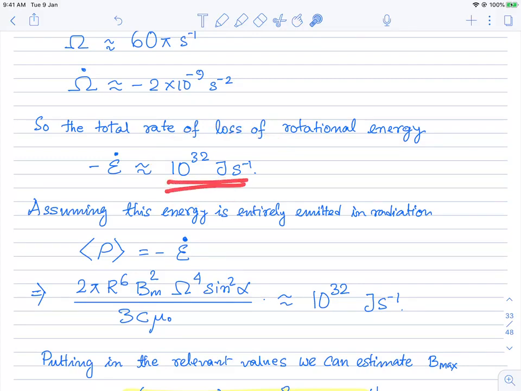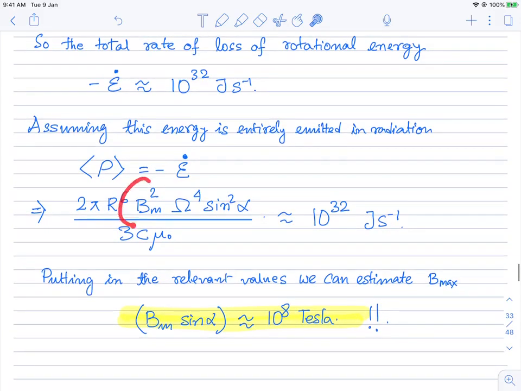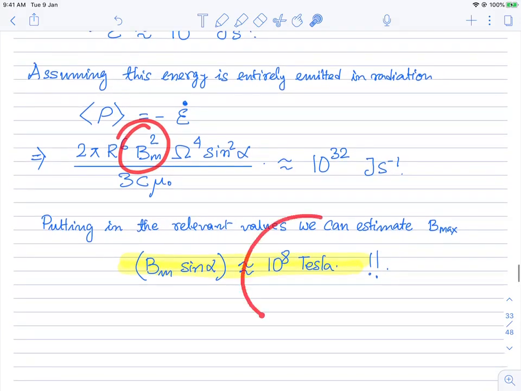So 10 to the power 32 joules every second is basically the amount of energy that is being emitted. This can happen only if the dipole moment is very, very strong, and consequently this will give rise to a magnetic field on the surface which is of the order of 10 to the power 8 Tesla. That's like a huge number.